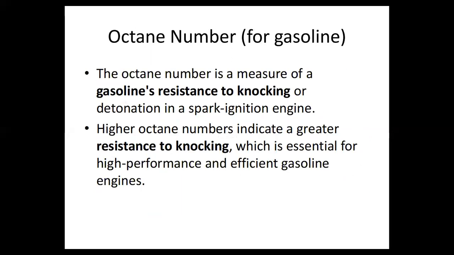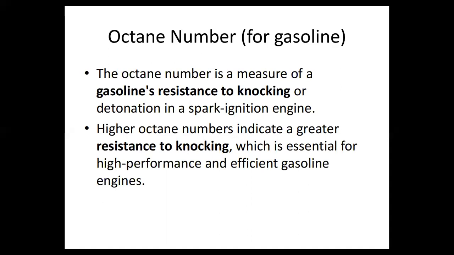Next is the octane number. This is for gasoline. The octane number is a measure of a gasoline's resistance to knocking or detonation in a spark ignition engine. So higher octane numbers indicate greater resistance to knocking, which we would like, which is essential for high performance and efficient gasoline engines. Meaning, once we have higher octane number, there is more chance or greater resistance to knocking, while lower octane number means lower resistance to knocking.